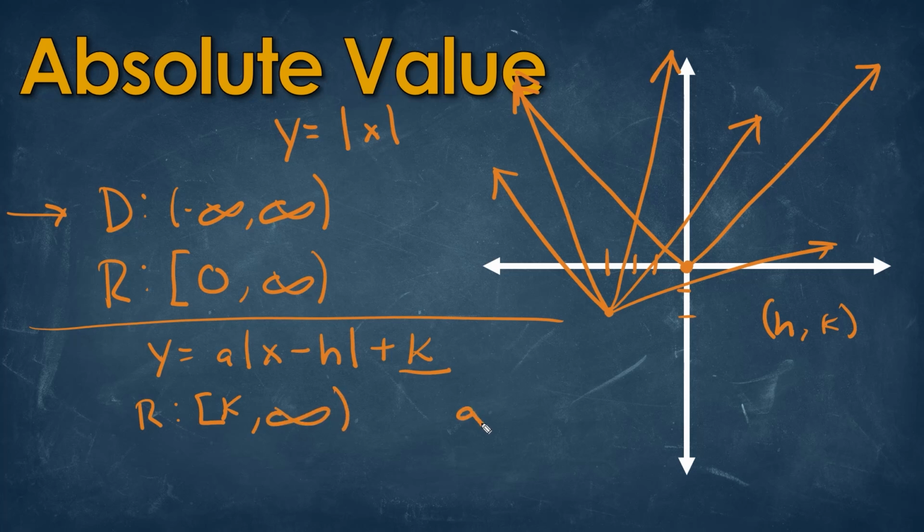The value of a will actually determine our range. If we have a positive value for a, we'll have our range look like this. However, if a is a negative value, this actually flips our range to where we'll see negative infinity to k.